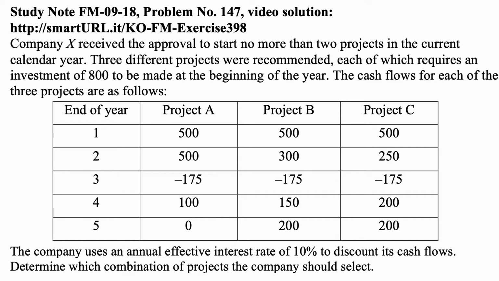Project B, $500 in the first year, $300 in the second year, -$175 in the third year, $150 in the fourth year, and $200 in the fifth year. Project C has $500 in the first year, $250 in the second year, -$175 in the third year, $200 in the fourth year, and $200 in the fifth year. All of these cash flows come at the end of the year, and there is again -$800 cash flow at time 0. The company uses an annual effective interest rate of 10% to discount its cash flows. Determine which combination of projects the company should select.